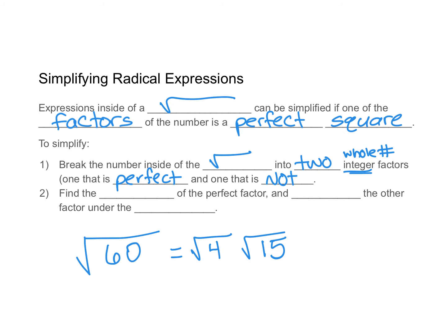I know I could multiply 5 times 12, but neither of those is a perfect square. So I've got to pick two numbers where one is a perfect square in order to do this. So I'm going to use 4 and 15. And once I've done that, I'm going to find the square root of the one that's perfect, and that's going to turn it into a whole number. And I'm going to leave the one that's not perfect under the radical.